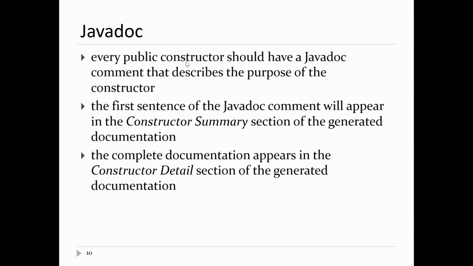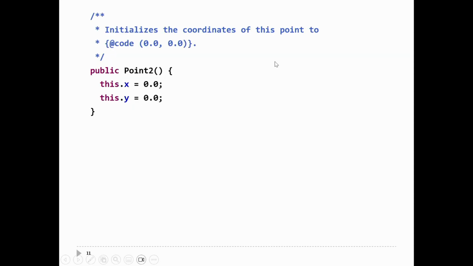If you have a constructor in your class, and if you don't know what a constructor is, don't worry about it, it looks like a method. You should document what that constructor does, so you put a Javadoc comment there. Here's my no argument constructor for the Point2 class. The description says that it initializes the coordinates of the point to 0, 0.